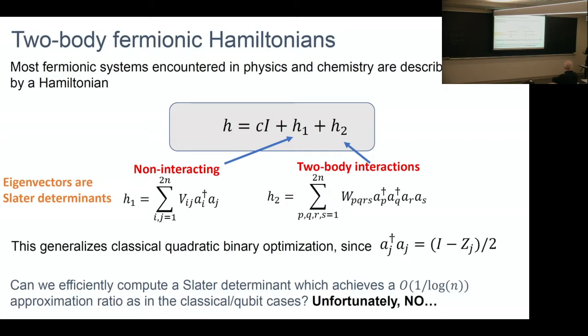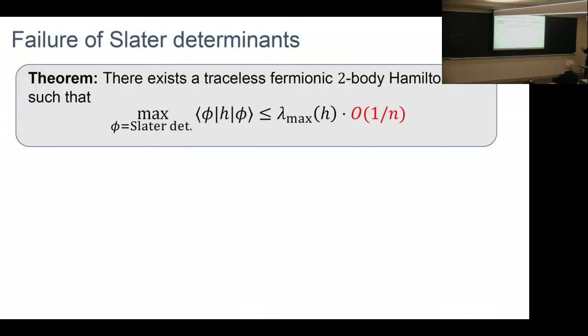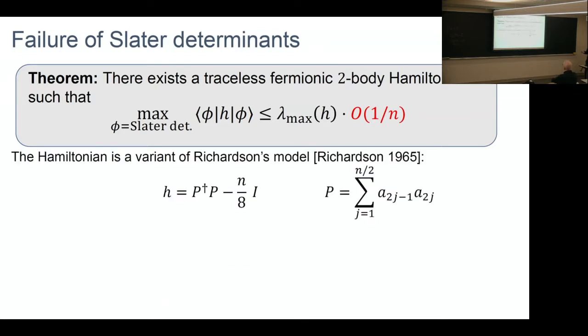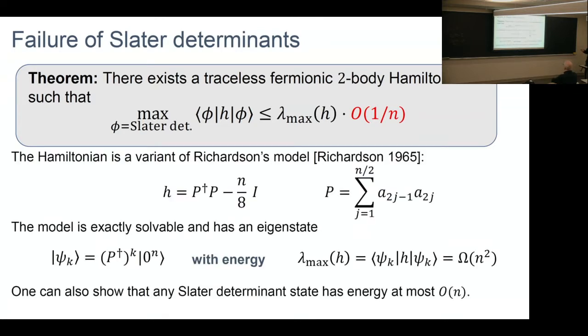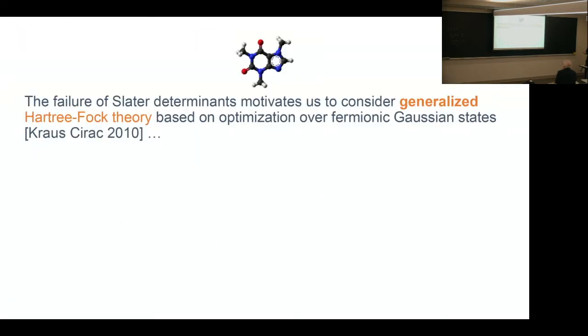Well, let me continue. There is a traceless fermionic two-body Hamiltonian where you can't do better than 1 over n. So this is a generalization which does not work. I'm not really going to describe what I mean; there's a simple example, and you can show that you can't beat 1 over n. Okay, so the Slater determinants fail, but there is a generalization of Slater determinants which is both more beautiful and appears to work better.